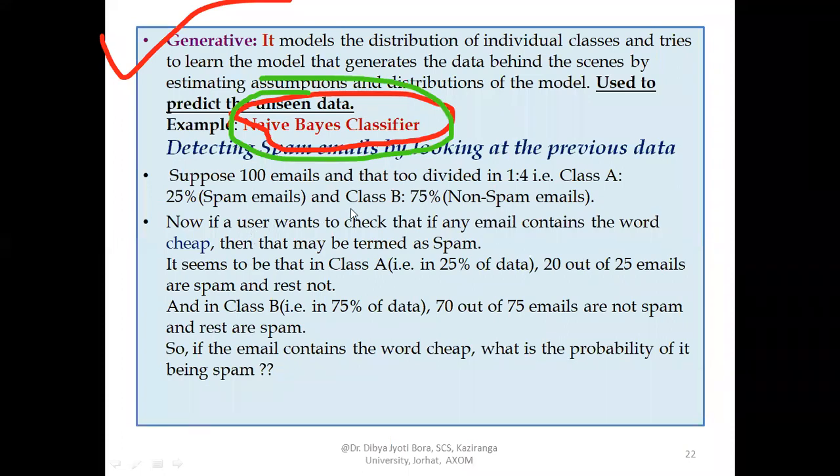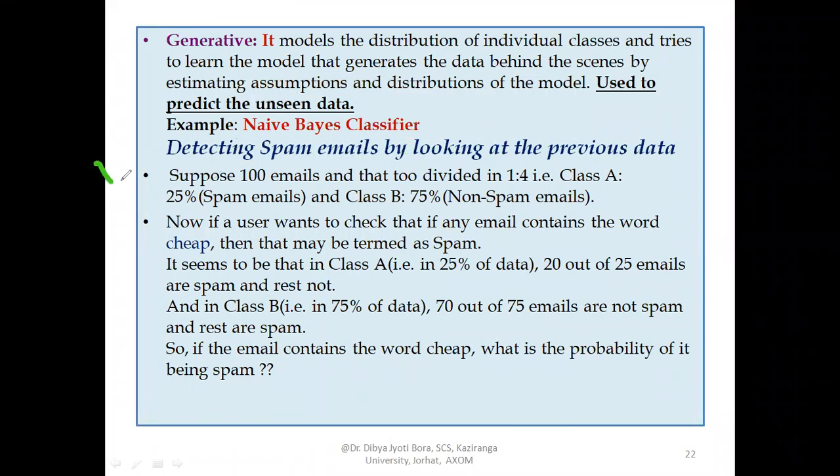Detecting spam emails by looking at previous data. This is a famous example, many times asked in interviews also. Suppose 100 emails divided into 1:4. Class A, 25%, that is spam emails, and class B, 75% non-spam emails. I hope my voice is coming clearly to you, right? Yes, sir. Okay, so this is a very interesting example. Now, if a user wants to check whether any email contains the word cheap, then that may be termed as spam.